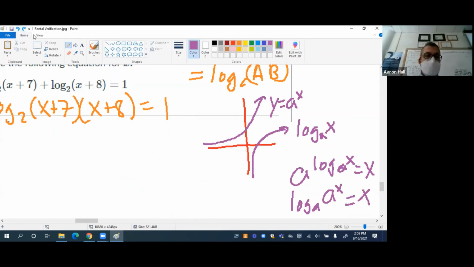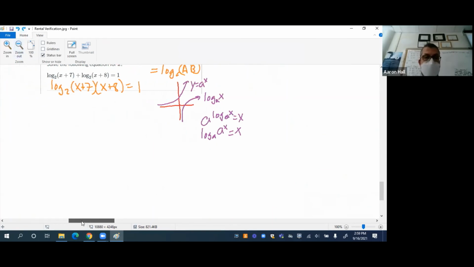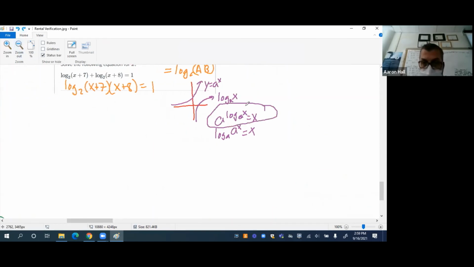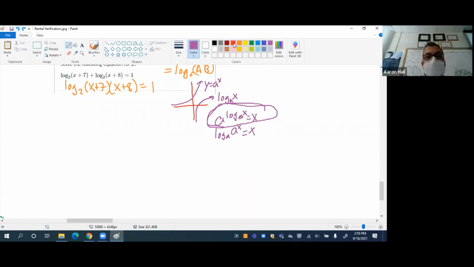So thinking of this logically, how can I implement this concept right here to our function here? Yeah, let's do a base 2 to both sides. These are inverses, just like this. We're left with the exponent, so we're left with this x here. And we're left with x plus 7 times x plus 8 equals what? What's 2 to the power of 1? 2. Okay, now what?